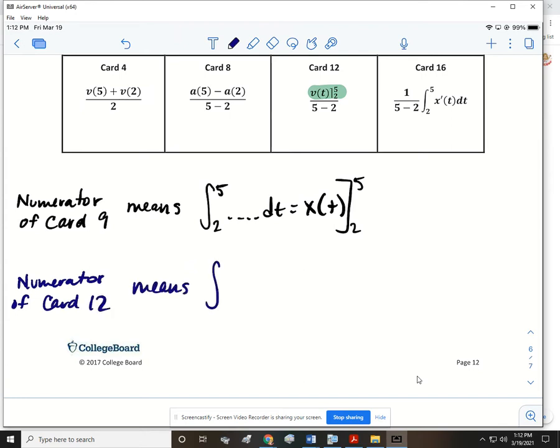All right, that means someone took the integral from 2 to 5 of some function and ended up with v of t, and you're evaluating it from 2 to 5. Now you don't have to figure out what that equals, you just have to figure out what that means. You have to figure out what those functions were. So you guys pause the video and do that card activity, and then start the video back up, and we'll finish up the packet.